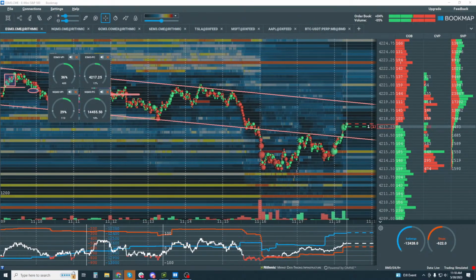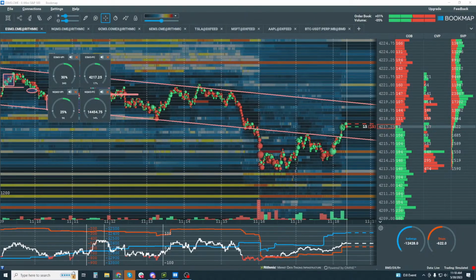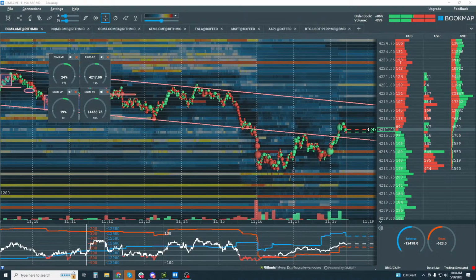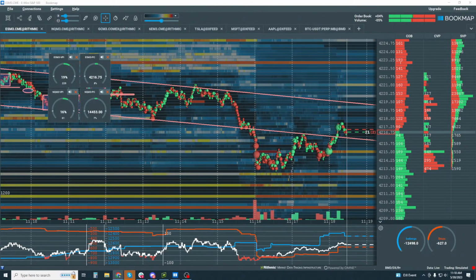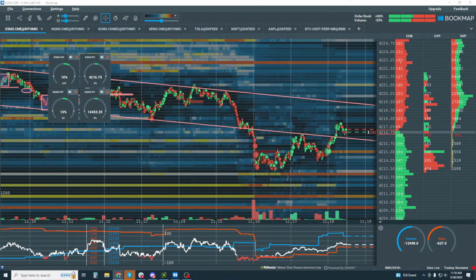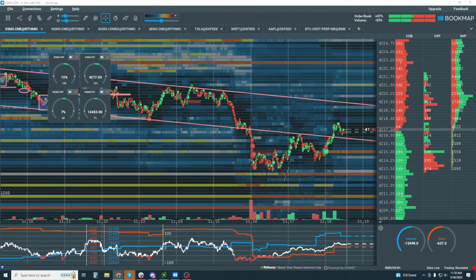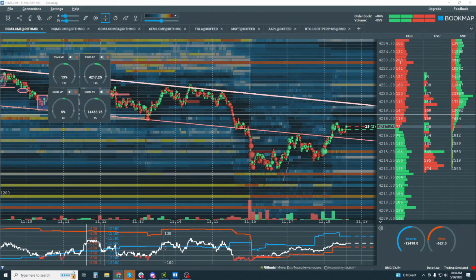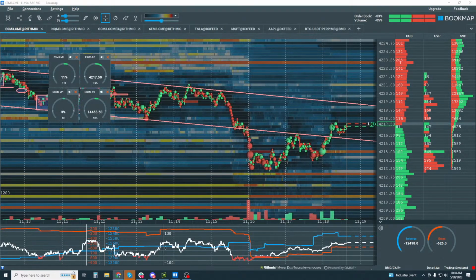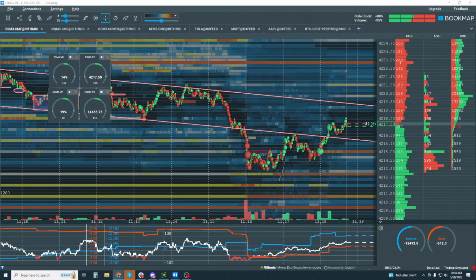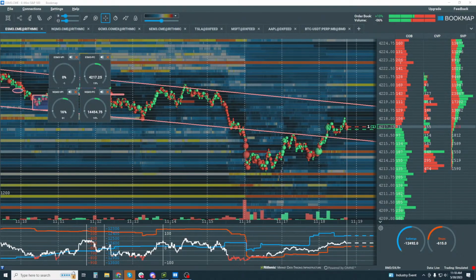Okay, a lot of ideas we're going through here. Let me see if there are any questions. Yeah, I really like this tool, Walter. Let's see here. Ken, question about how this Bookmap relates to NQ.